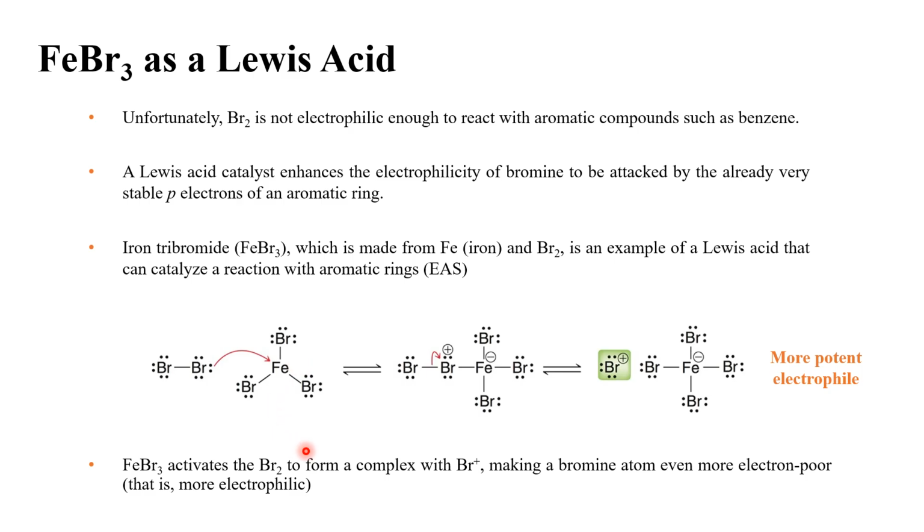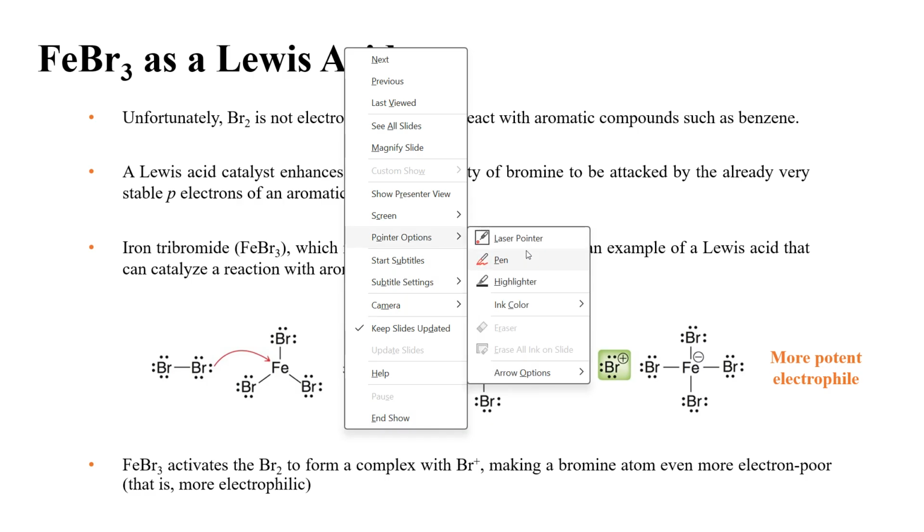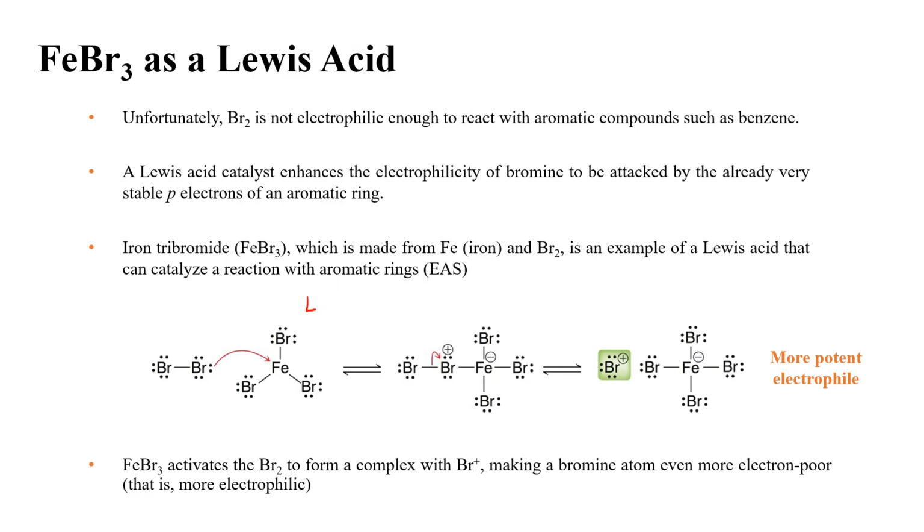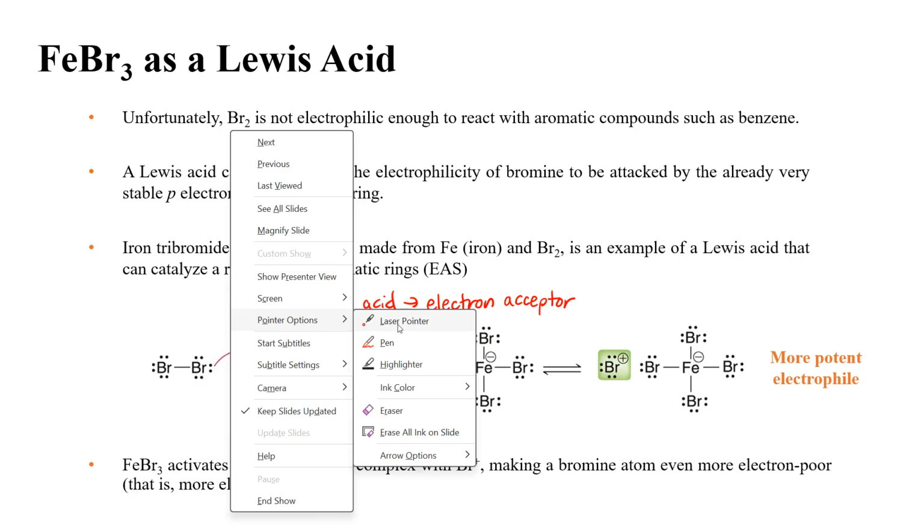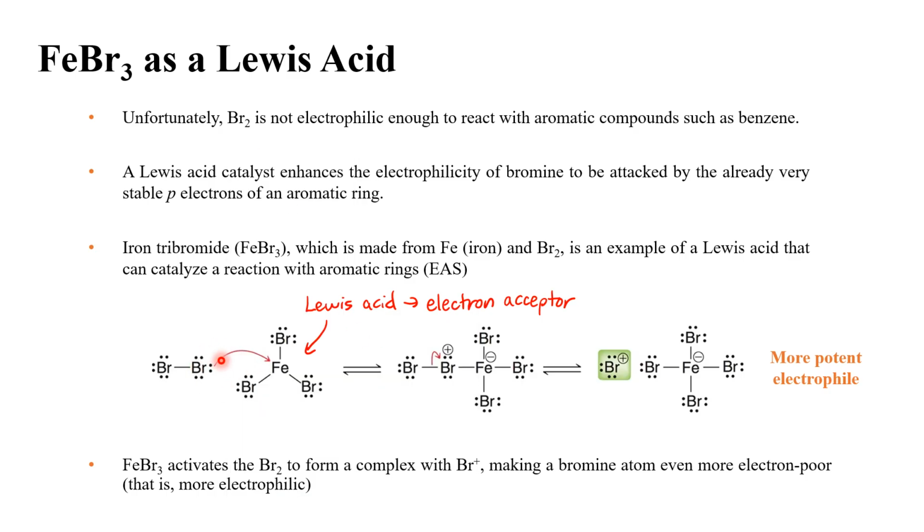A Lewis acid, let me just write this out. A Lewis acid is an electron acceptor. And if FeBr3 is your Lewis acid, it's accepting a pair of electrons from Br2, and there it is, that lone pair. FeBr3 is accepting that lone pair, and now you form this complex.